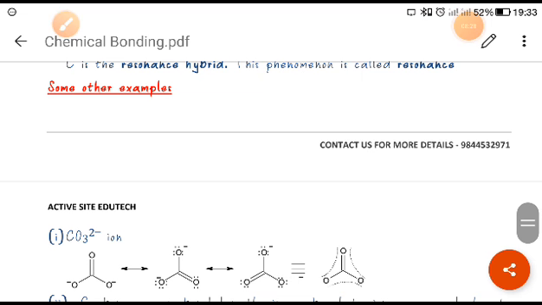Okay, now one more thing. What are the conditions, or we can say what is the favorable condition for writing a resonating structure? Always remember that this resonating structure is only a hypothetical structure, in the sense that none of them can be prepared in the laboratory. The molecule actually exists as a hybrid, but the resonating structure is only a hypothetical concept, in the sense that none of them can be prepared in the laboratory.